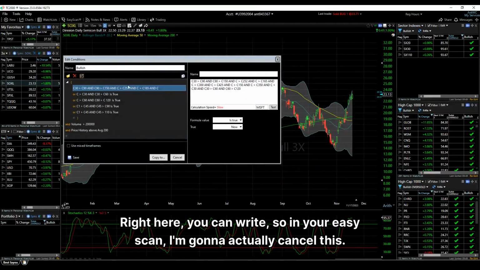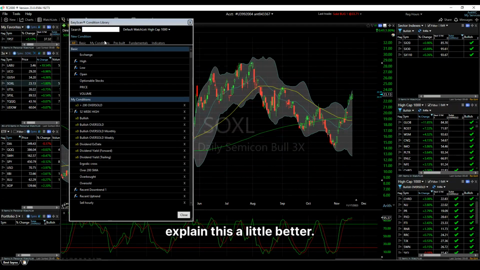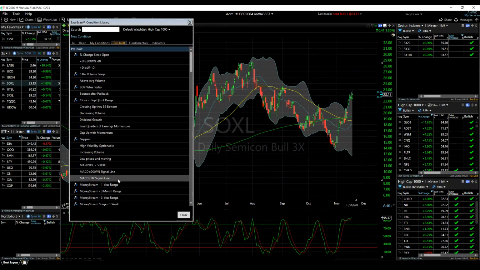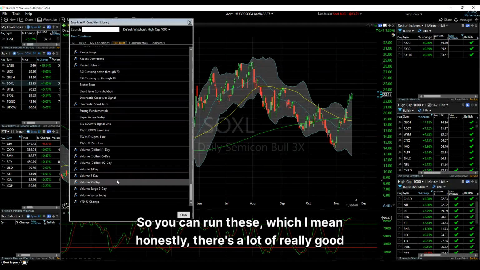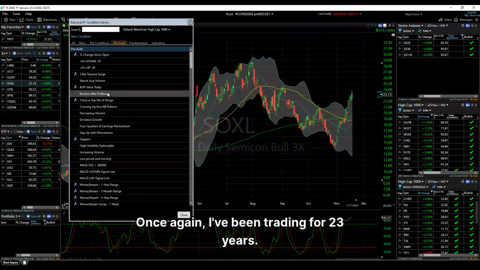Right here, you can write, so in your EasyScan, I'm going to actually cancel this. I'll explain this a little better. In your EasyScan, it comes with pre-built conditions. So you can run these, which, honestly, there's a lot of really good ones here, and I've traded in all these. Again, I've been trading for 23 years.